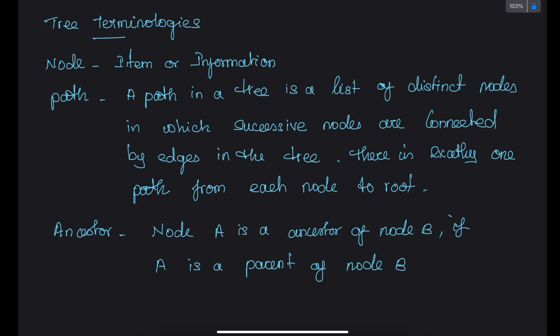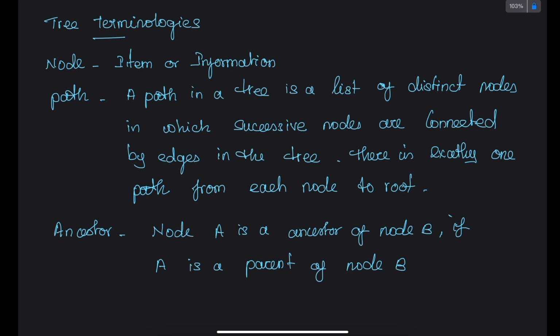Node, which means an item or information. While drawing a tree diagram, whatever value you are going to store is called an item, and the common term for it is a node. And the path: a path in a given tree is a list of distinct nodes in which successive nodes are connected by edges in the tree. There is exactly one path from each node to the root node. That is called the path between the node and the root node.